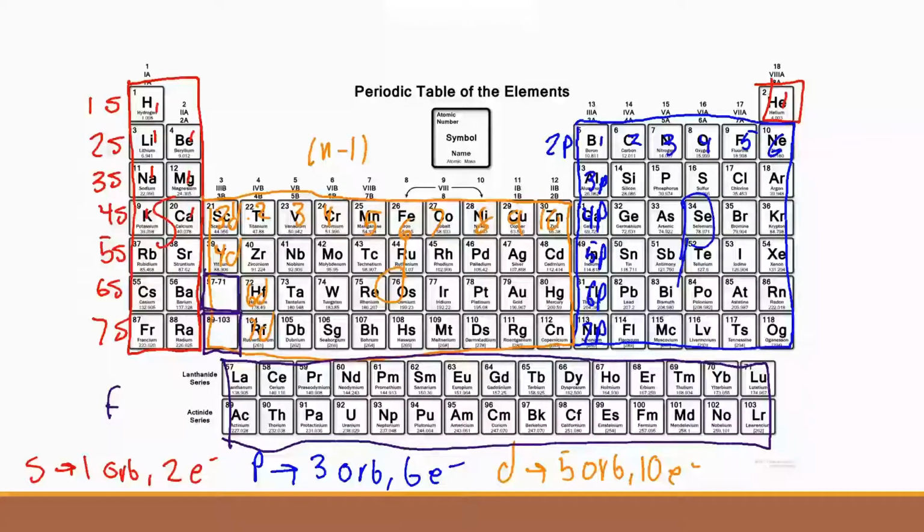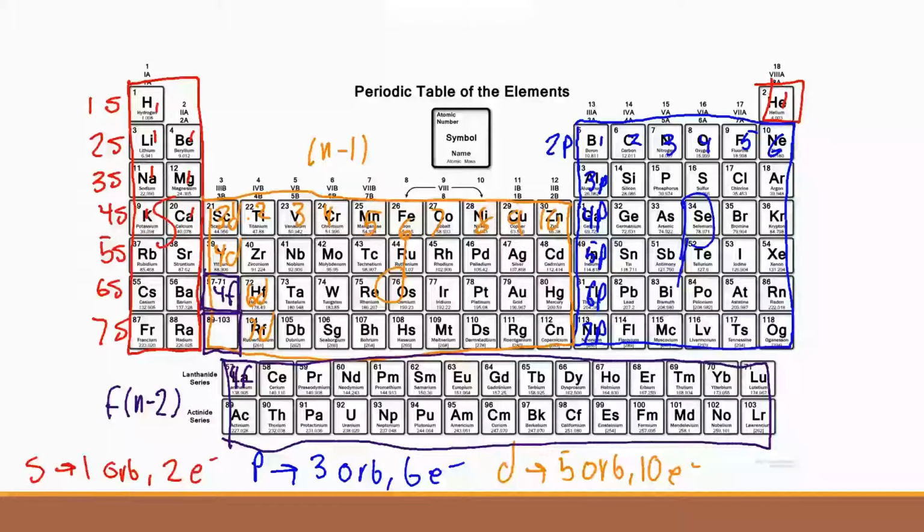Now the rule for the F sublevel is n minus 2. So you're going to subtract 2 from the row number, and that'll tell you your energy level. So when you get to 57 through 71, or La to Lu, you're in the 6th row. However, the rule is n minus 2. So 6 minus 2 is 4. So this section right here is called 4f.